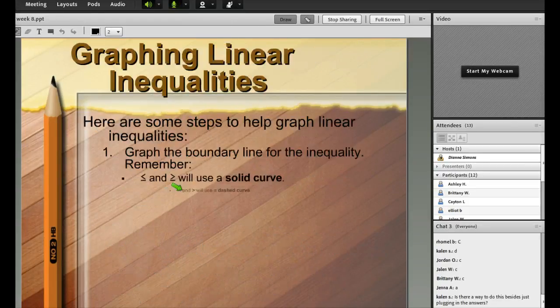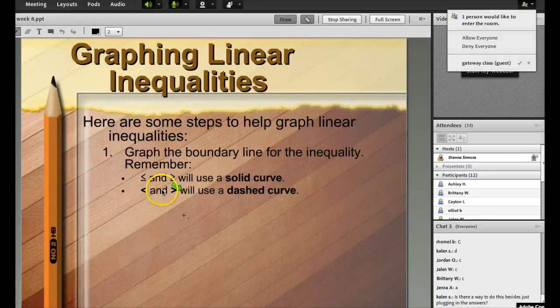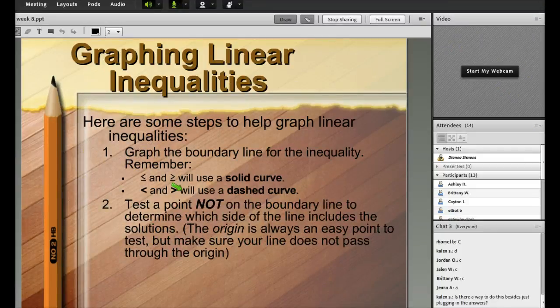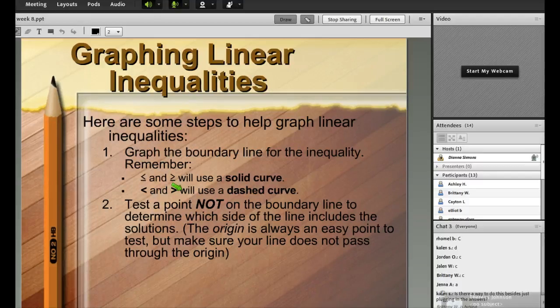Okay, so remember that these are going to be solid if they're equal to, they're dashed if they're not equal to. And the test point is not on the boundary line, all right? And always the easiest point to use as your test point is what? If you're looking at a coordinate plane, what is the easiest coordinate set of points? 0, 0. That is always the easiest point.